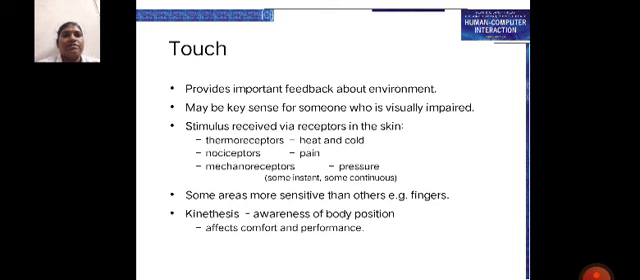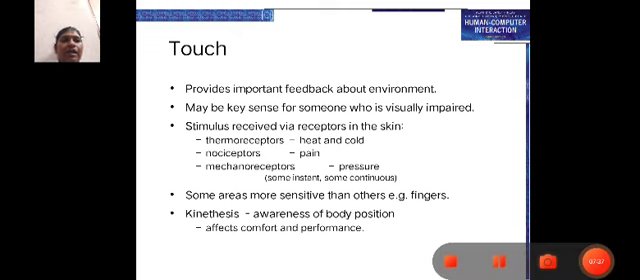So, in terms of touch in human-computer interaction, it provides important feedback about the environment, and may be a key sense for someone who is visually impaired. Stimulus is received via receptors in the skin: thermoceptors, nociceptors, and mechanoceptors. Heat and cold come under thermoceptors. In nociceptors, pain is measured, and in mechanoceptors, pressure, some instant and some continuous, is measured through touch sensation. And some areas are more sensitive than others.